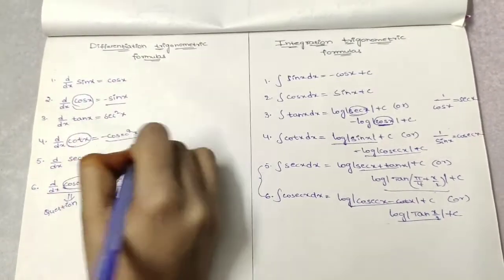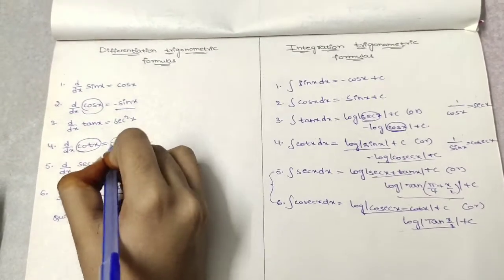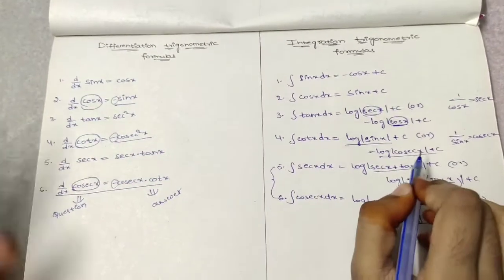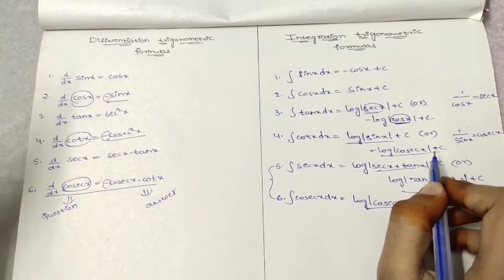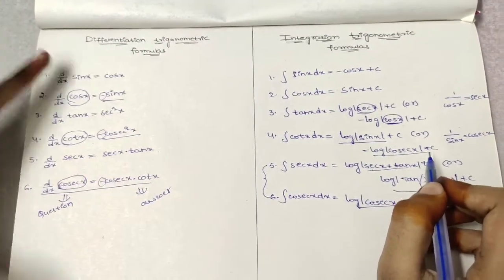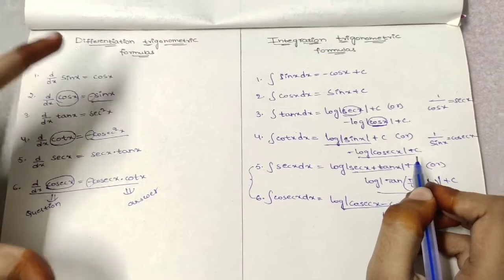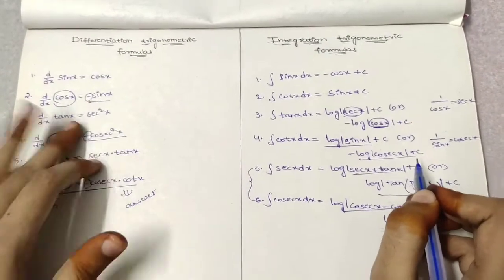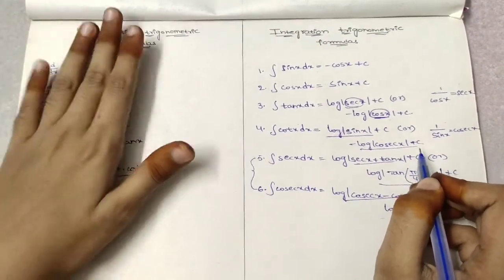In the answer, we have to keep a negative sign. That's it. It is an easy trick. The question which is starting with the letter C, we have to place a negative sign in front of the answer, in case of the differentiations only.